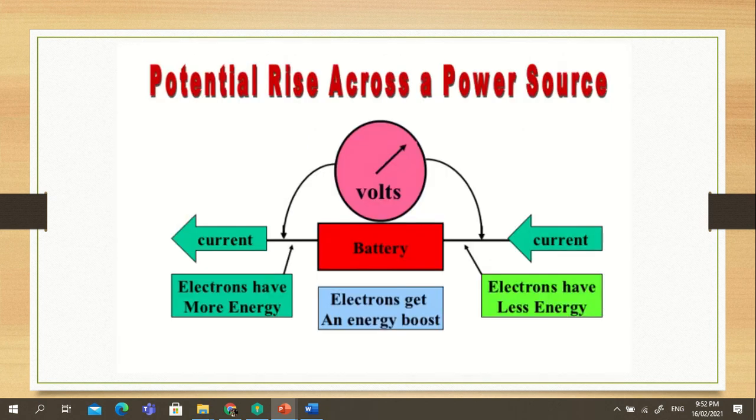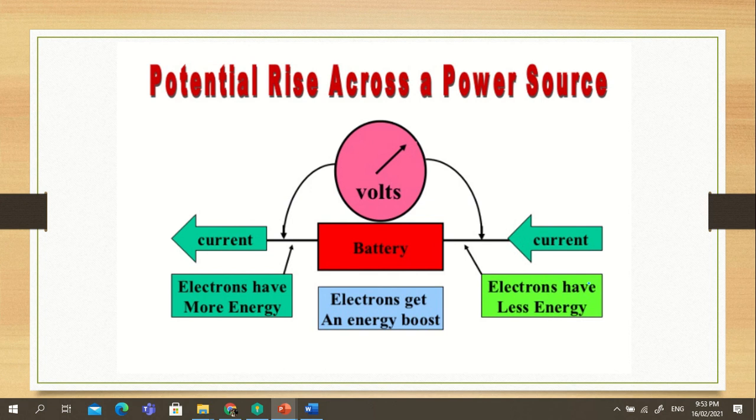All right. Then potential rise across a power source. Potential rise. Okay, so we have here the source. So electrons get an energy boost. Then electrons have more energy. So when electrons get out from the source, so high energy, so you have a high current here. When you measure the voltage across this battery, you will have volts something like this. Going to the right means high.